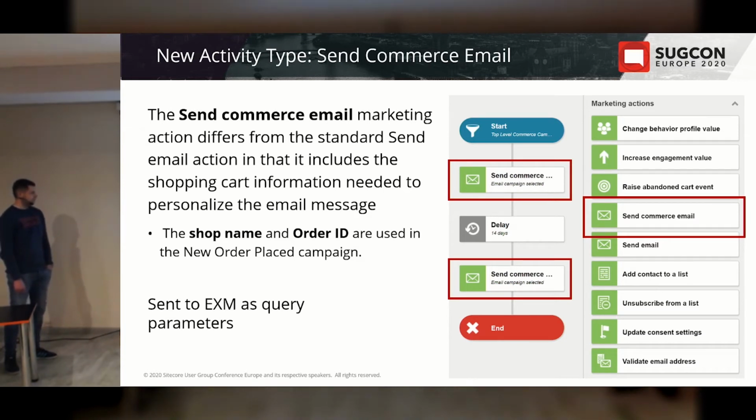So the shop name and the order ID will be submitted to EXM with the parameters, and then the renderings available in the EXM automated template will make use of these parameters. That's why we have this new activity type called Send Commerce Email. It will just push the context of the order from the automation plan to EXM.